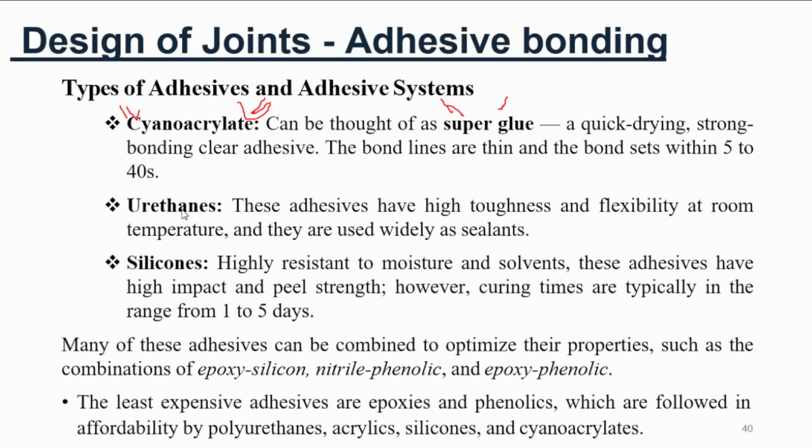The silicone adhesives are known for excellent solvent resistance, and also moisture resistance. This silicone adhesive has impact and peel strength. Commonly used in electronic sealing, glass bonding, automotive glass, and in some gaskets.